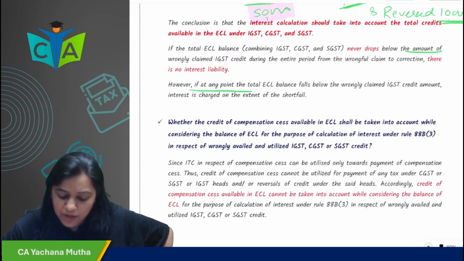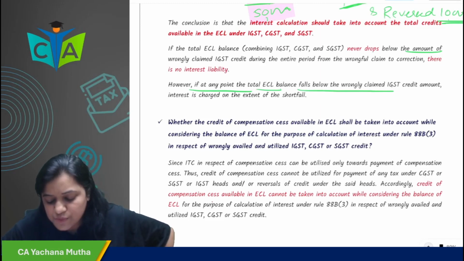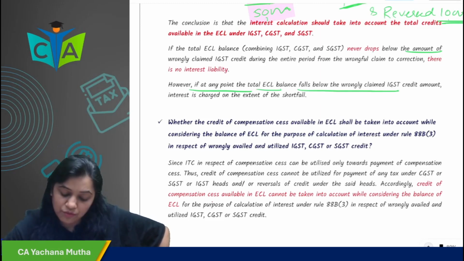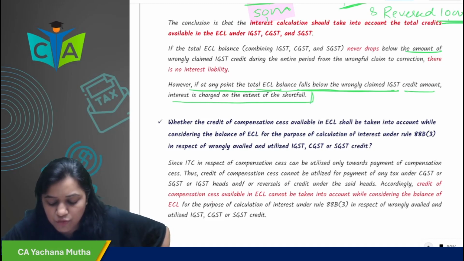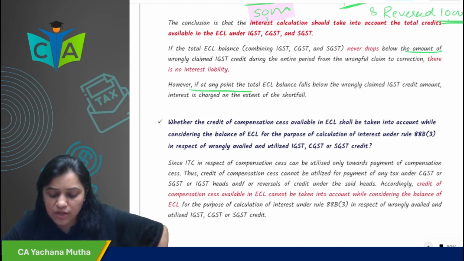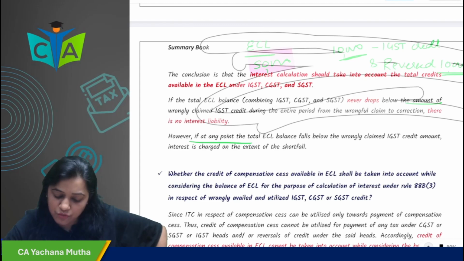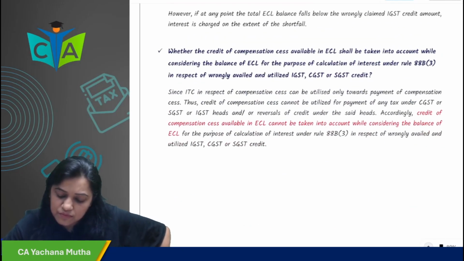However, if at any point the total ECL falls below the wrongly claimed IGST credit amount, interest is charged to the extent of shortfall. In that case, interest is charged to the extent of what? The shortfall. To the extent of shortfall. Okay.